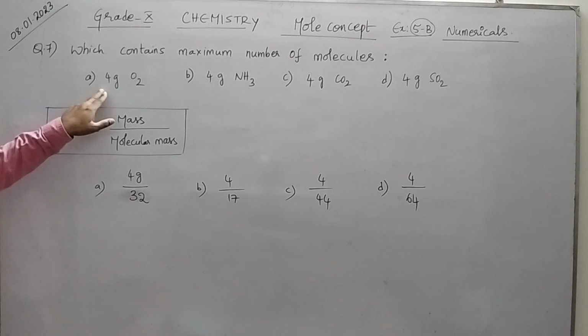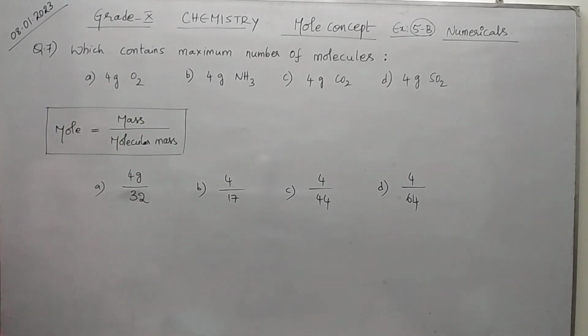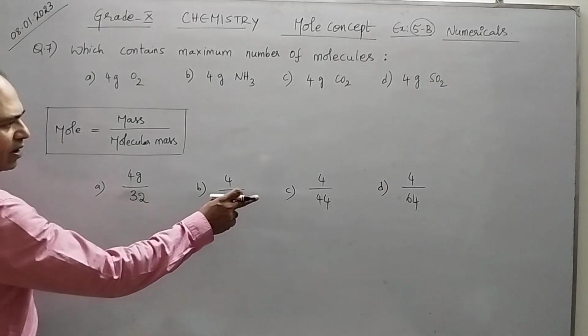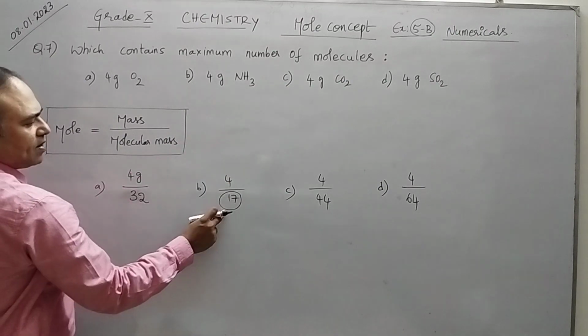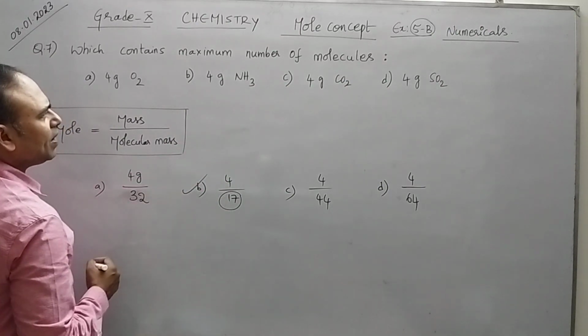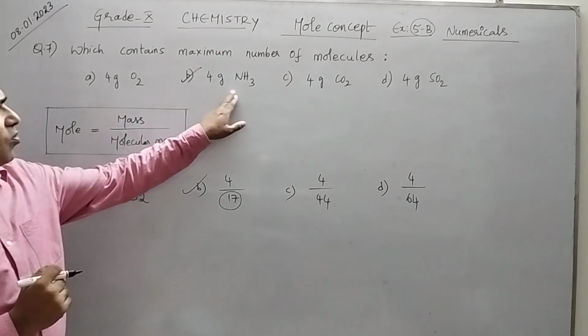So very simple. Because the mass is same, we have taken this formula. Otherwise, you have to write like this: 1 mole is equal to Avogadro number. Therefore, what will be the mass here? You can calculate. So 4 by 32. Where you have least denominator, in the case of ammonia, it is least. Therefore, the value will be maximum. Therefore, maximum number of molecules here is in the case of 4 grams of NH3.